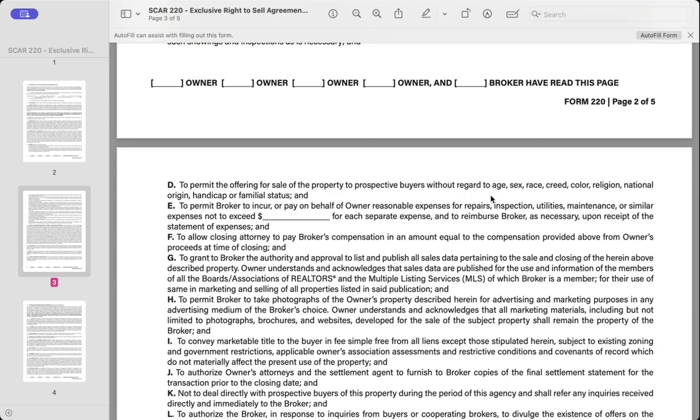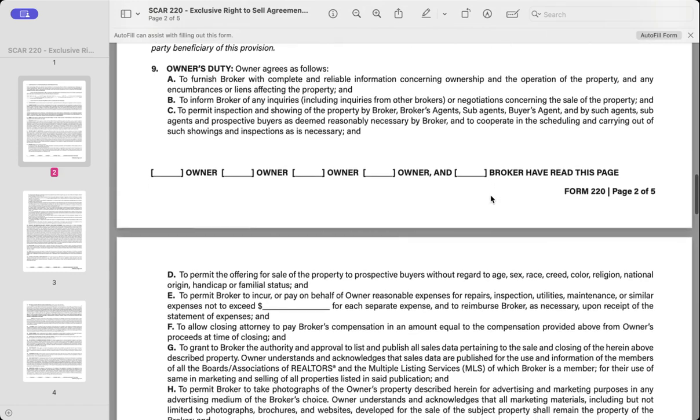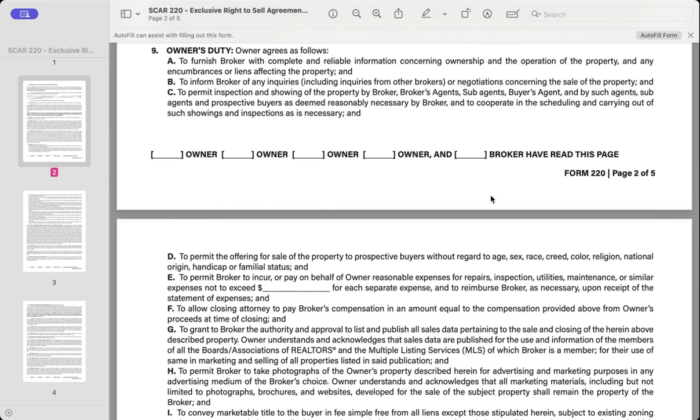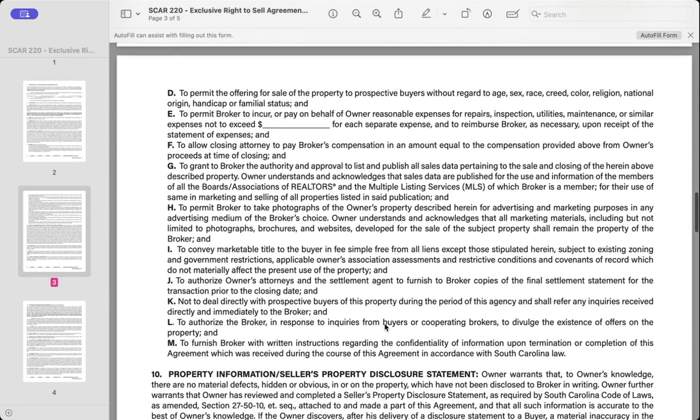It gives the owner the duty to permit the broker to pay a certain amount of expenses. If so, that amount would be listed here. It gives the owner other directives to allow the broker to take photos. It has the owner being able to convey marketable title, and for the owner's attorneys to furnish the broker with copies of final settlement statement, and to not deal directly with the buyers of the property during this agency period.